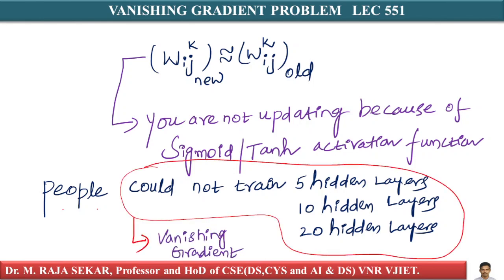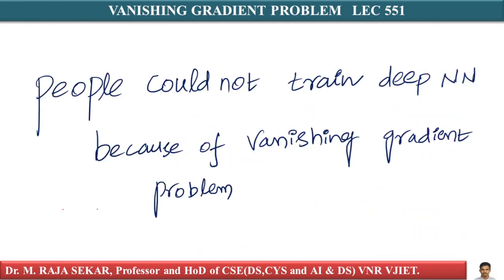Why could we not train deeper neural networks? Because of vanishing gradient problem. When you have 5, 10, 20 layers, your weights in the initial layers do not change at all. This simply gets stuck. Deep basically means having a lot of layers; a 20 layer network can be a deep neural network. A two layer network is only slightly better than logistic regression. People could not train deep neural networks because of vanishing gradient problem.